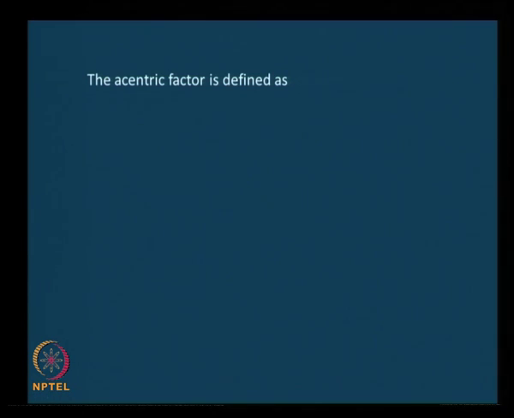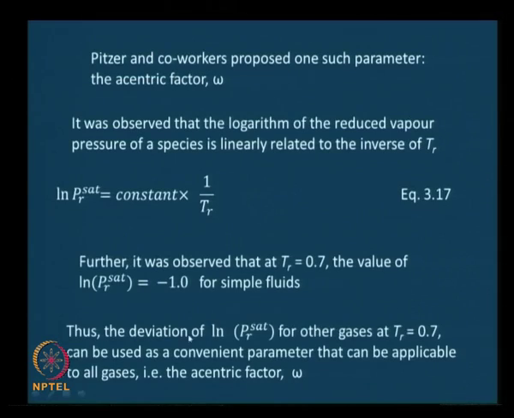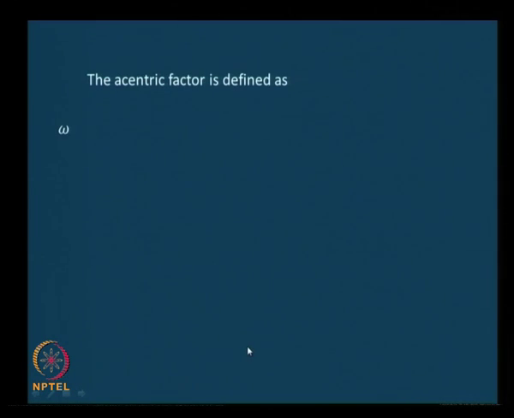The acentric factor, therefore, right from this, at Tr equals 0.7, log of PR sat was -1 for simple fluids, and therefore the difference between this and this, or the deviation here, would come in as a factor that would represent something apart from the simple fluids. That was the thinking, and therefore the acentric factor was defined as -1 minus the log of PR sat at a reduced temperature of 0.7.